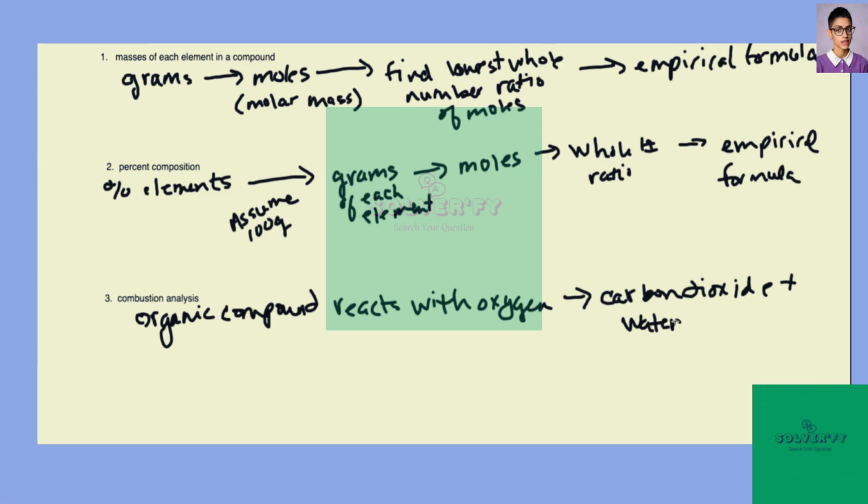And using the data before and after the reaction of water, the amounts of carbon, hydrogen, and oxygen can be found, which can then be used to find the empirical formula.